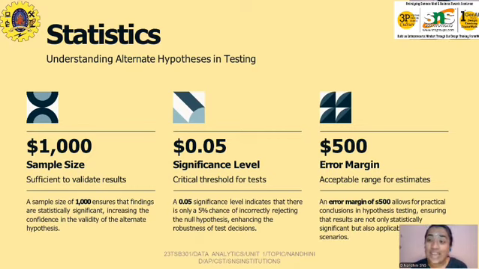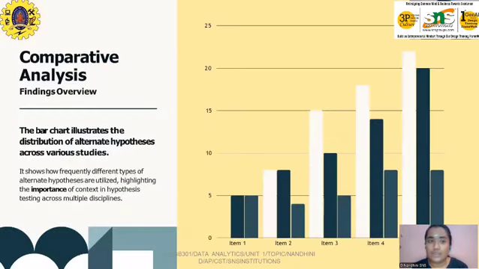The third type is error margin, the acceptable range for estimates. So what are the things we are accepting? Error margins allow for practical conclusions in hypothesis testing and ensure that these tests are not only statistically significant but also applicable in the real world.